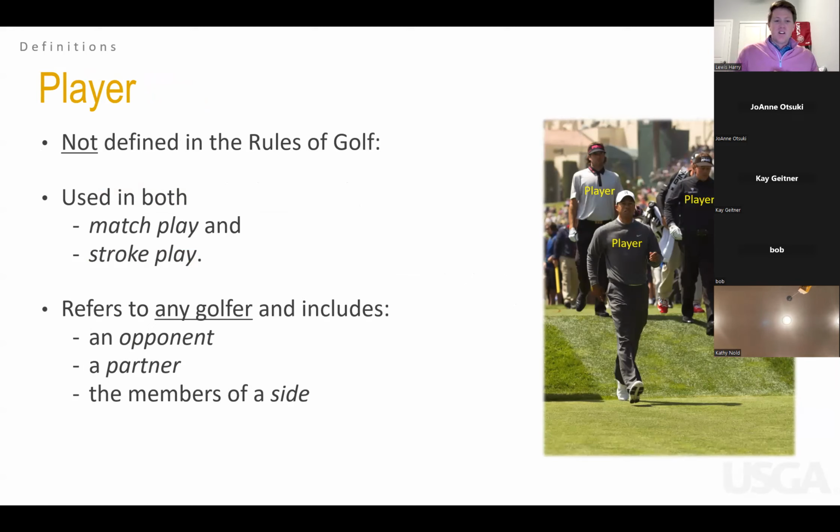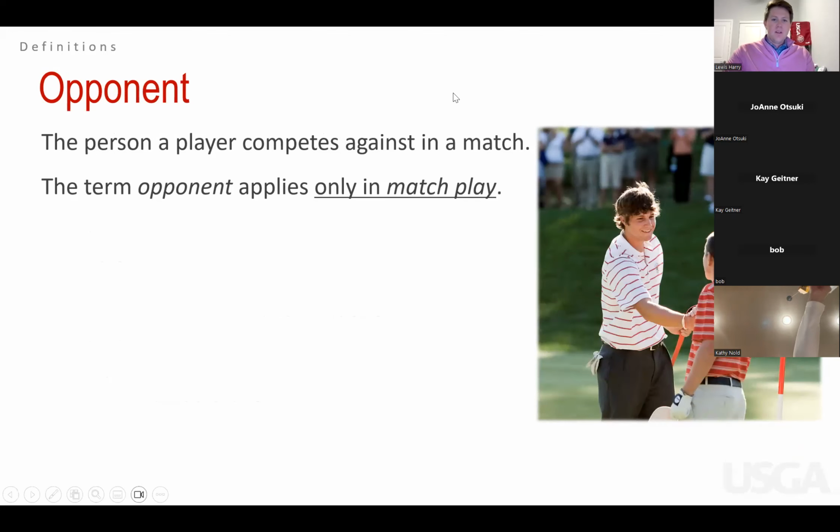And it refers to any golfer. It could be an opponent, a partner, the members of the side, or the person we're dealing with in that specific rule situation. Again, like I mentioned before, opponent only applies in match play. We do not have an opponent in stroke play.